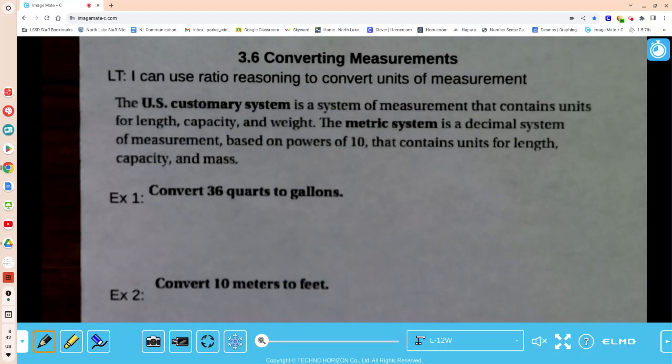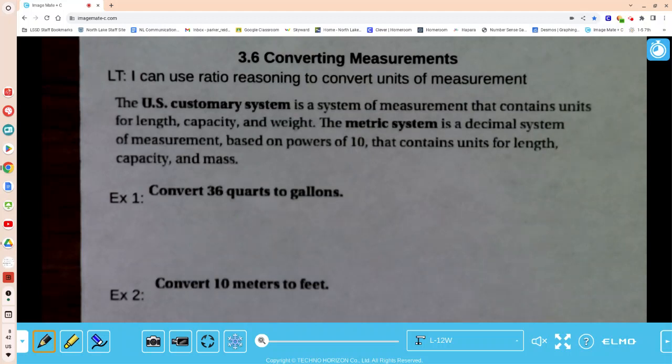So the customary system has things like feet, yards, miles, cups, quarts, those types of things. And the relationships between all of them are very different, right? There's 12 inches in a foot, there's 3 feet in a yard. It's kind of all over the place with how many of one unit are within another unit.